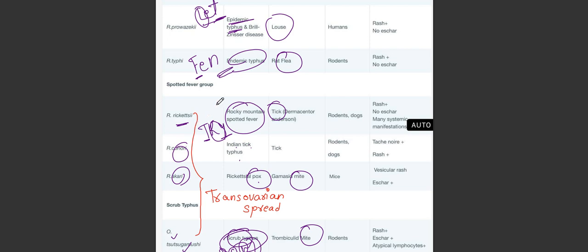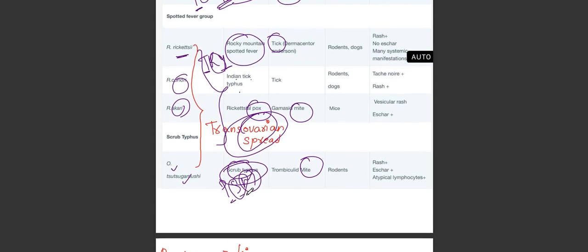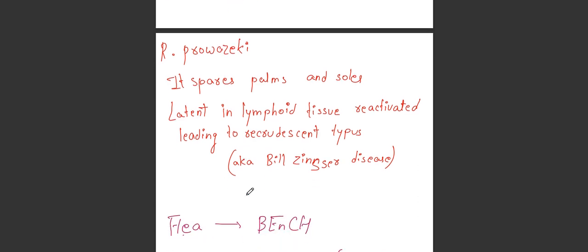All the others, except epidemic typhus and endemic typhus, are spread by the trans-ovarian route. Then one more important point is that Rickettsia prowazekii does not involve the palms and soles. Therefore, whenever a question says the palms and soles are spared, always think of epidemic typhus. It is latent in lymphoid tissue and reactivated to cause typhus again, which is also known as Brill-Zinsser disease.